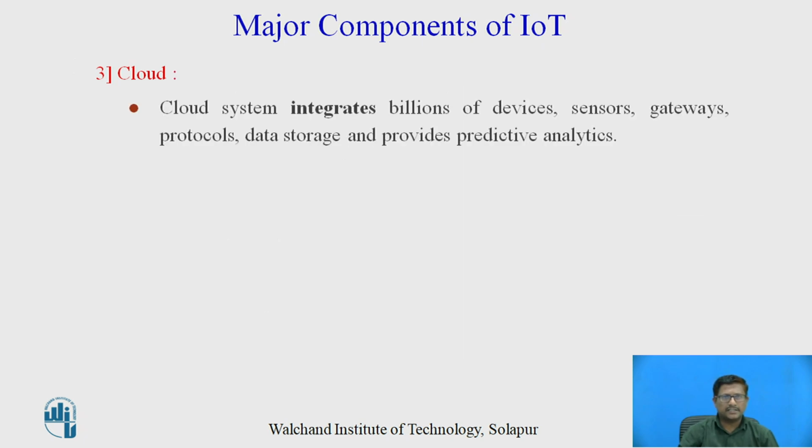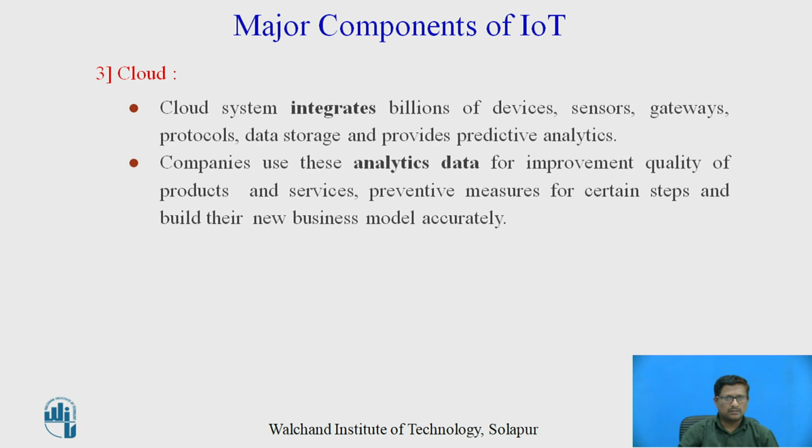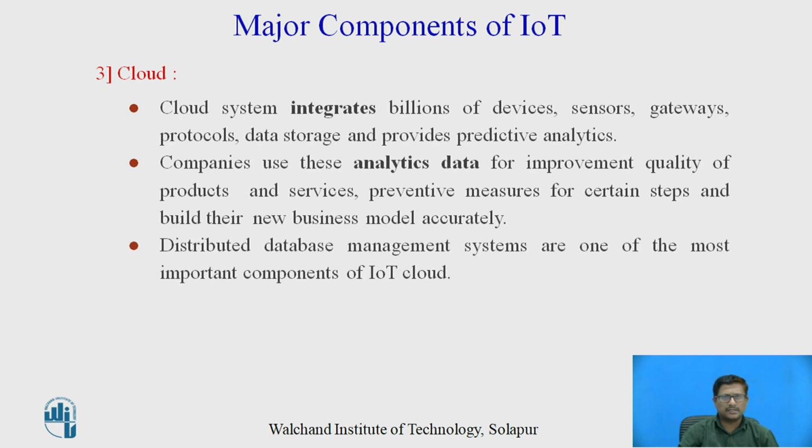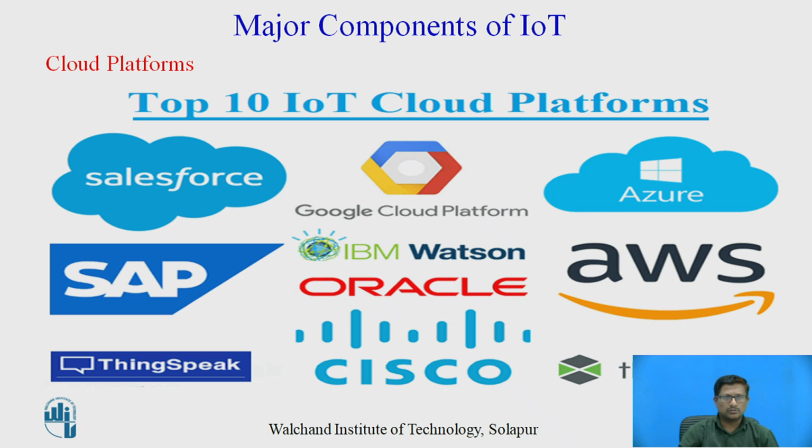The cloud system integrates billions of devices, sensors, gateways, protocols, data storage and provides predictive analytics. Distributed database management system is one of the most important components of the IoT cloud. These are some IoT cloud platforms: AWS, Amazon Web Services, Microsoft Azure, Salesforce, SAP, IBM Watson, Oracle, Cisco, ThingSpeak by MathWorks. So many IoT cloud platforms are available. We can use them for IoT applications.